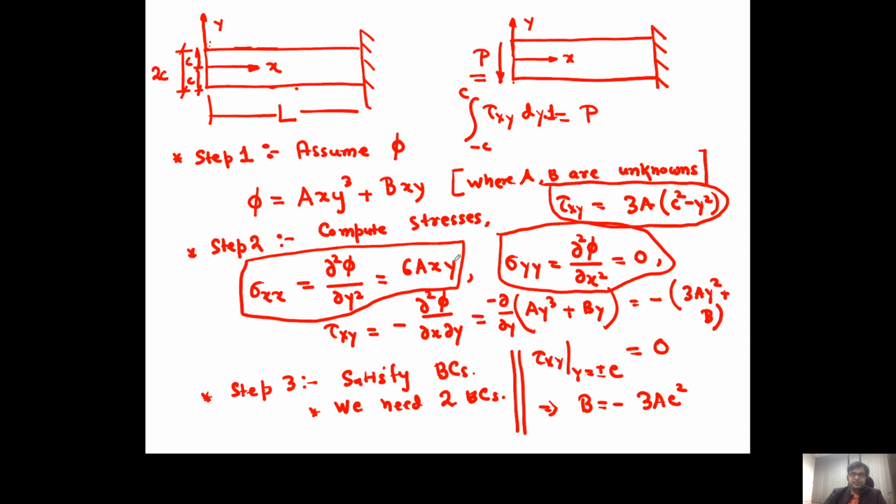Just remember that this is 6axy and this is 3a times c square minus y square, right? So remember these two things. What do we have? We have sigma xx equal to 6a xy, tau xy equal to 3a times c square minus y square. Then there is sigma yy, which is equal to 0, right?